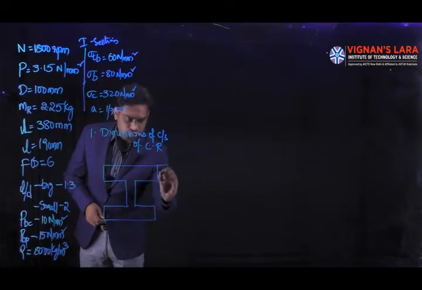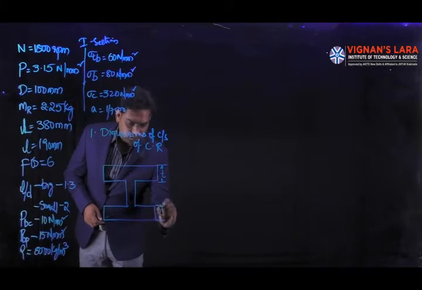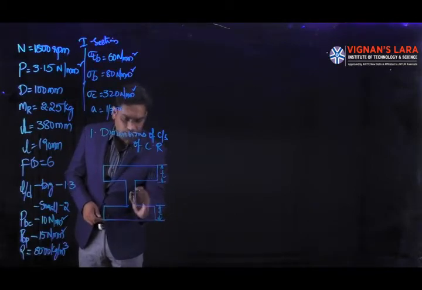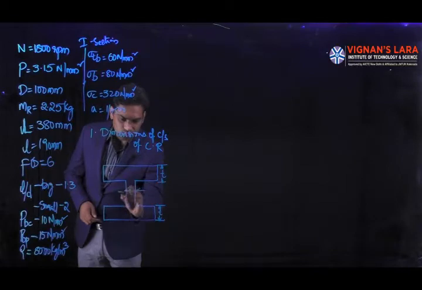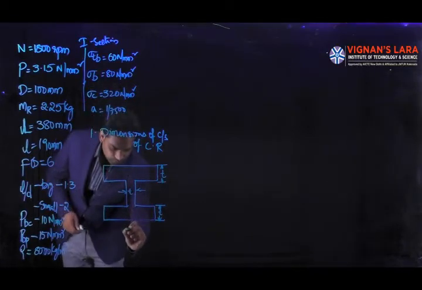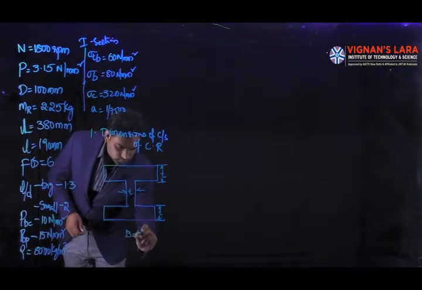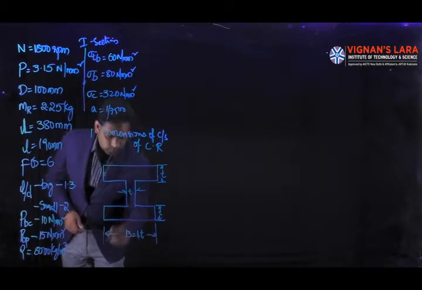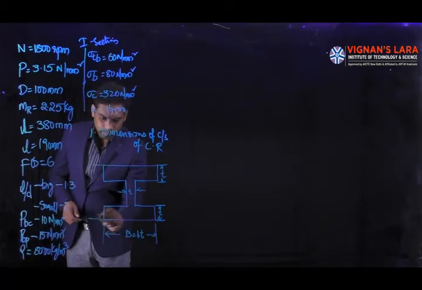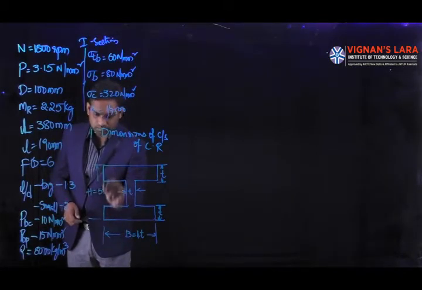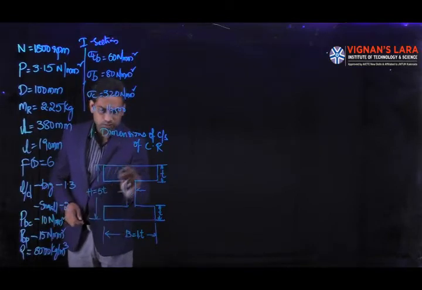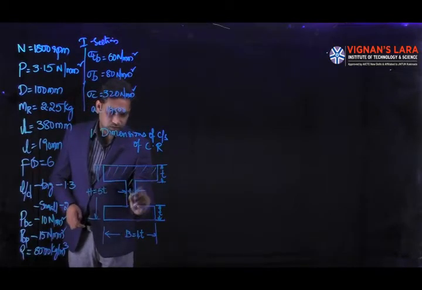With the proportions of thickness of the top and bottom flanges denoted by T, and the thickness of the web also denoted by T, and the width of the cross section I am taking as 4 times T, and the height denoted by H is taken as 5 times the thickness of the flange or web. So these are the proportions I am going to take for calculating the cross section of the connecting rod.